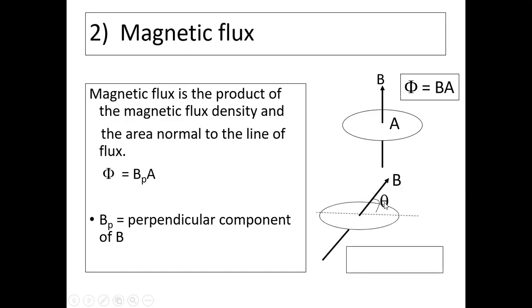In this case, B is at an angle theta to the surface. So we draw a rectangle and find the vertical component, which is perpendicular to this area. This one is B sine theta. Then we can use this formula: BA sine theta, that vertical component times that area.